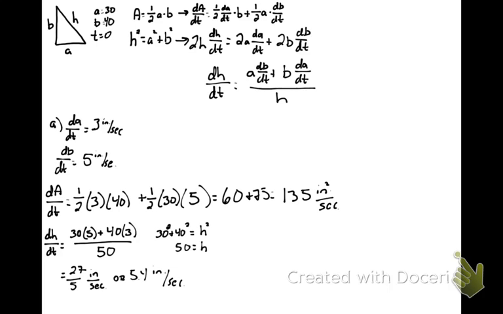Let's consider example B, a similar scenario, right? We've got the same triangle, but this time the changes are different. This time we're told that the short side, dA dt, is increasing at 3 inches per second. But we're also told that the long side, dB dt, is decreasing at 5 inches per second. So since it's decreasing, it would need to be negative. And we want to know the change of area and the change of the hypotenuse.